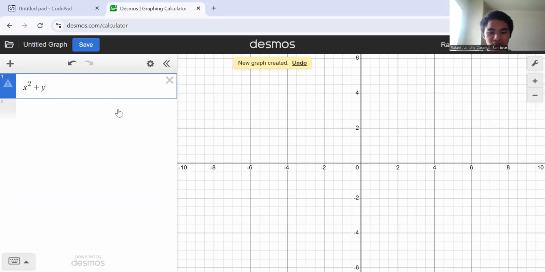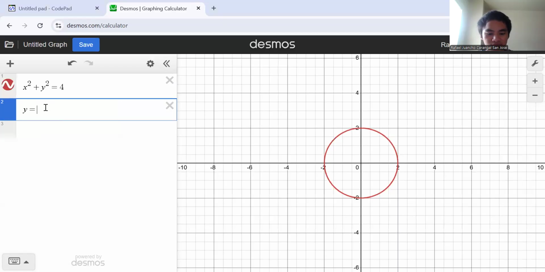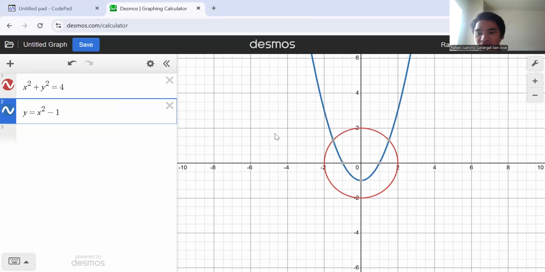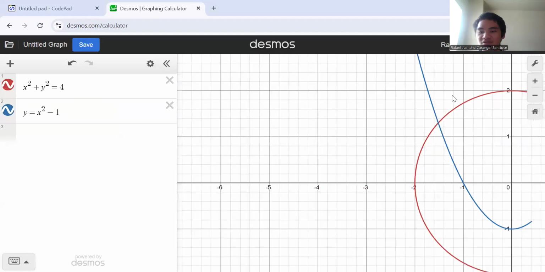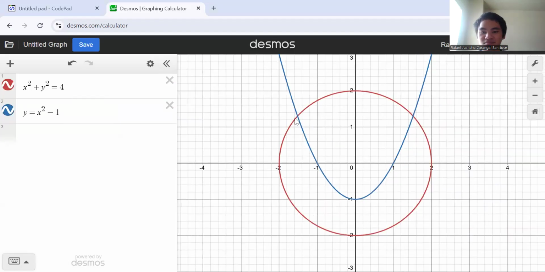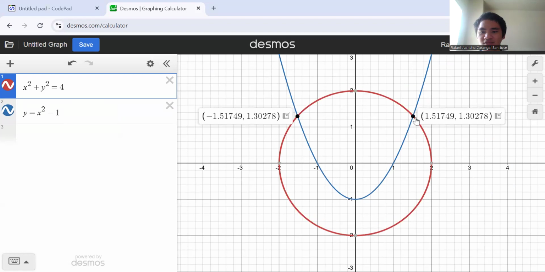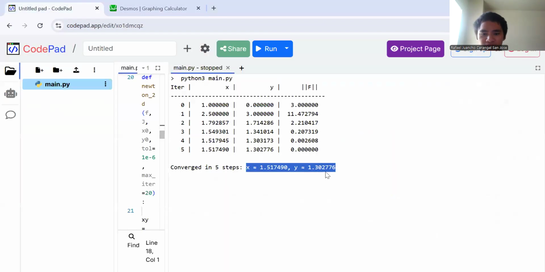X squared plus y squared equals 4. So that's the circle, right? Let me just double check if that's the circle. Yes, and then we have y is... Let me just put it nicely. There we go. So those are the two functions, and their points of intersection are specifically here. These two. This one, this one. And here, if we used that Newton-Raphson method, there we go. We have these two.